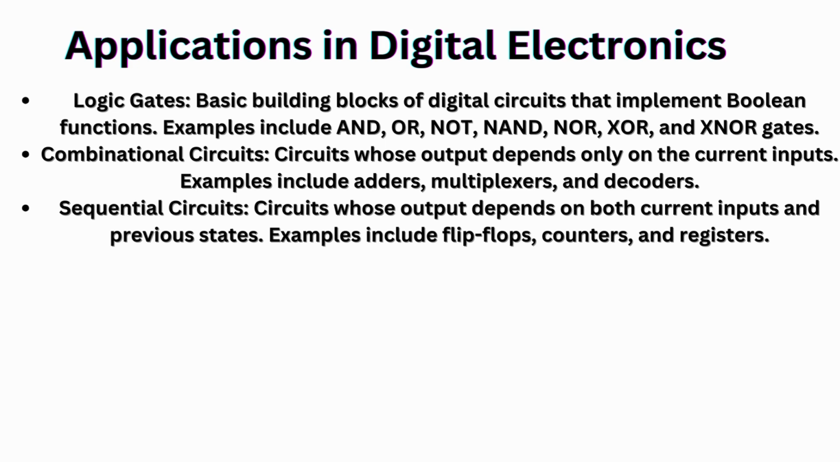Applications in digital electronics. Logic gates: basic building blocks of digital circuits that implement Boolean functions. Examples include AND, OR, NOT, NAND, NOR, XOR, and XNOR gates. Combinational circuits: circuits whose output depends only on the current inputs. Examples include adders, multiplexers, and decoders. Sequential circuits: circuits whose output depends on both current inputs and previous states. Examples include flip-flops, counters, and registers.